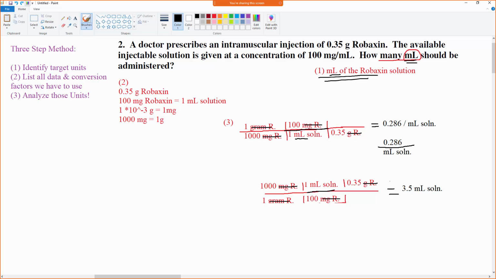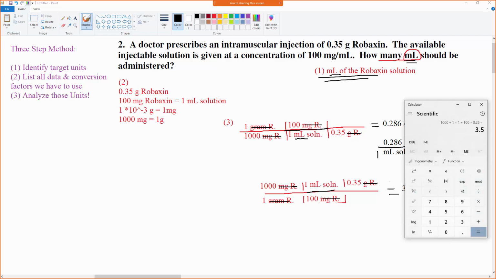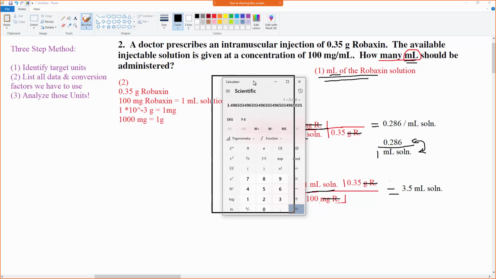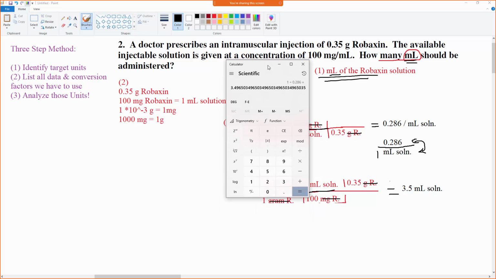Now there's another way to do this, by the way, without flipping the entire thing and going through the trouble. You can just take this answer and flip it and say 1 divided by 0.286, and you'd get the answer, 3.5. In fact, there's a button that will do it for you.